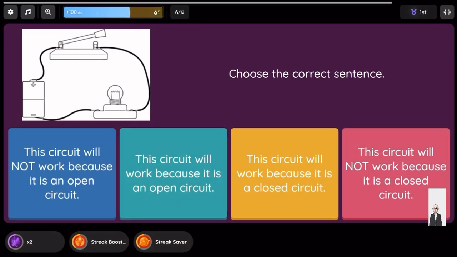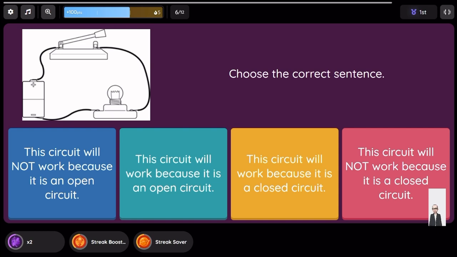Alright, here we go with the next one. Choose the correct sentence. Alright, so look at the picture now. This circuit will not work because it is an open circuit. This circuit will work because it is an open circuit. Will work because it's a closed circuit. Will not work because it's a closed circuit.